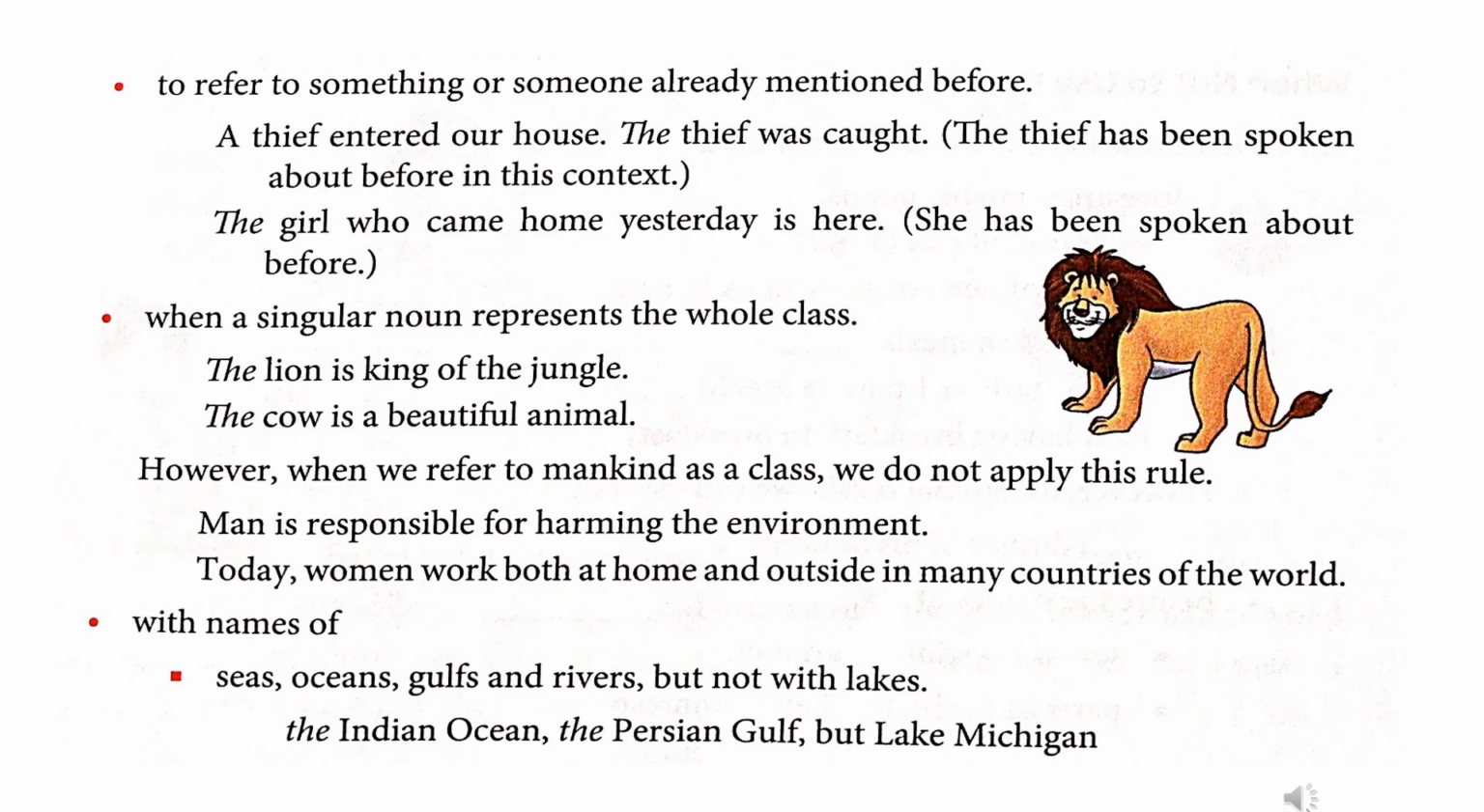The is used to refer to something or someone already mentioned before. We can use the to refer to something or someone which we already mentioned before. Example: A thief entered our house. The thief was caught. The thief has been spoken about before in this context. In this sentence, you can see that in the first part, we already talked about a thief. In the second part, when we are mentioning the same thief, we use the before it.